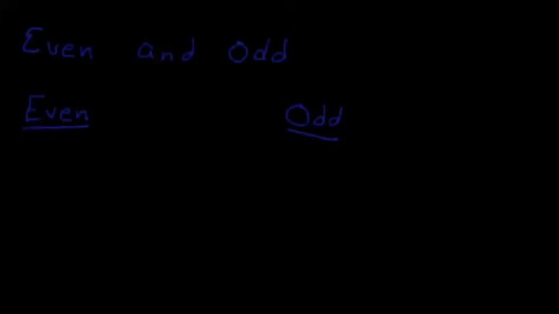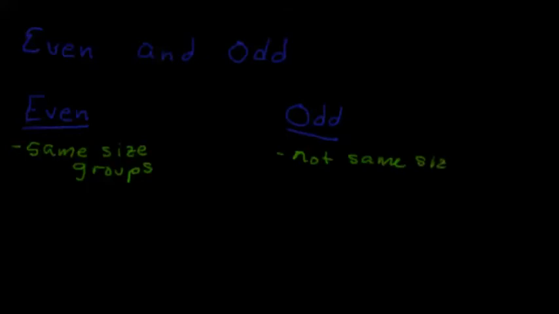So when something's even, we can split something into the same size groups. When something's odd, we cannot split it into the same size groups. So it's not the same. So we're going to have something left out.